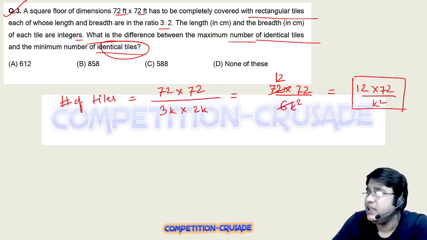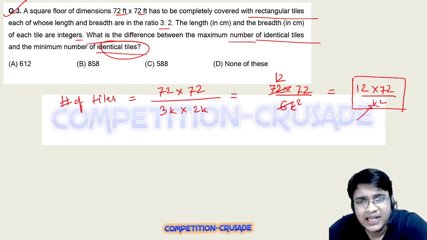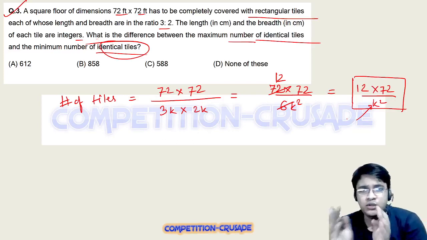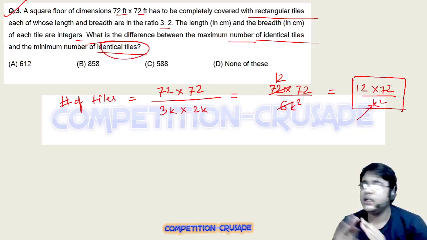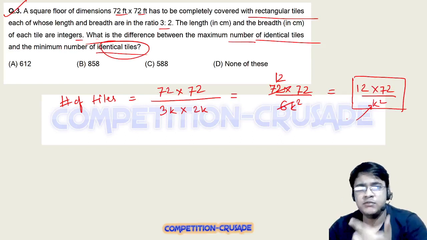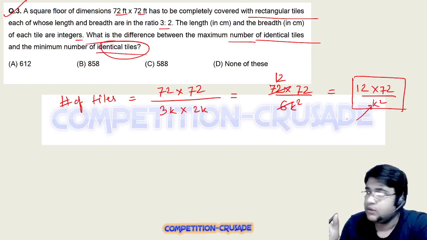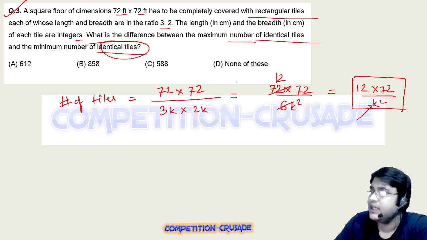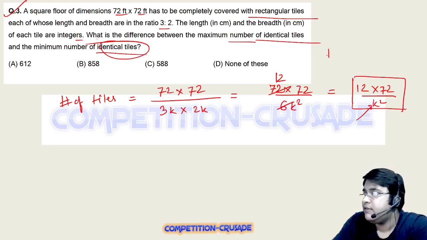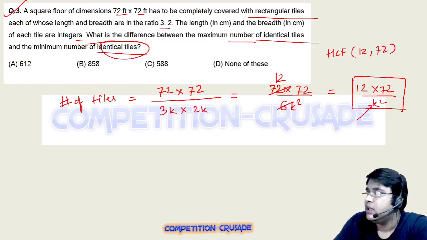Obviously it will depend on the value of k. I hope that much is sure. Whatever a good number in the denominator, when it cuts down the numerator, that will give me the maximum number of tiles. So far this is just an equation. To maximize this equation, I probably have to take the HCF of 12 and 72. What is the HCF of 12 and 72?